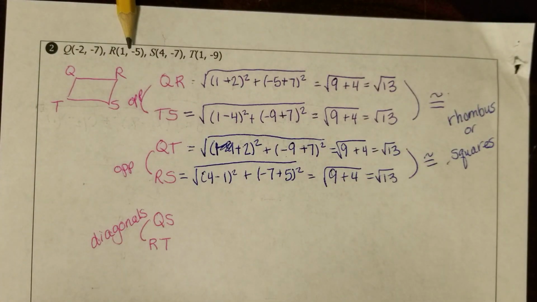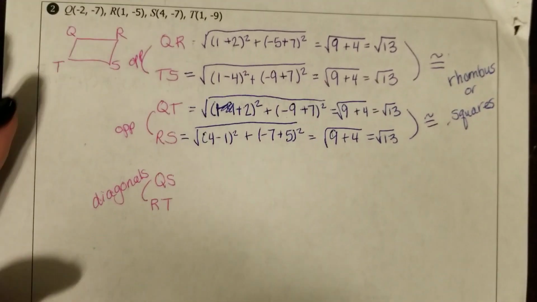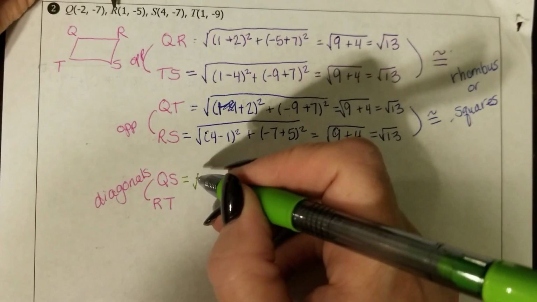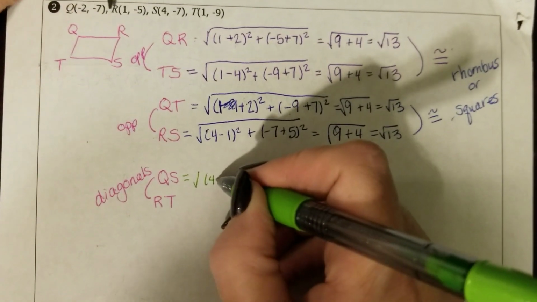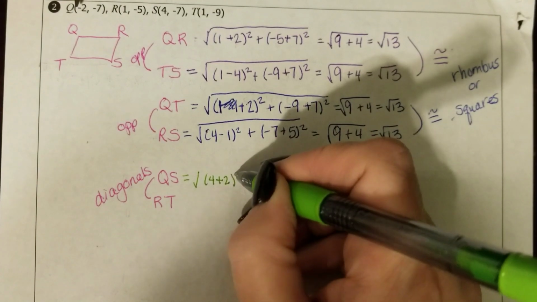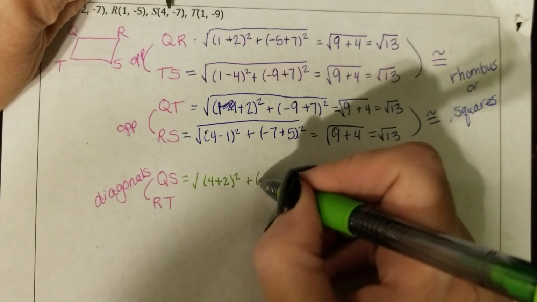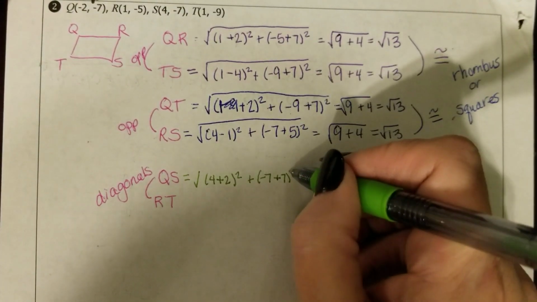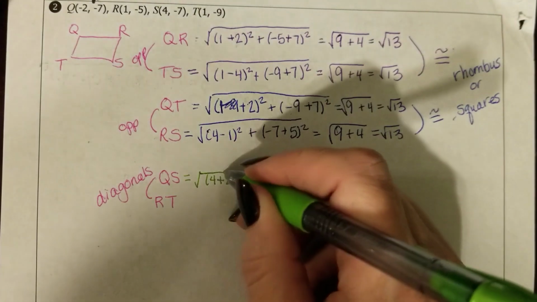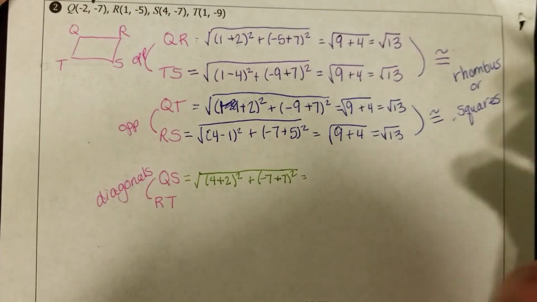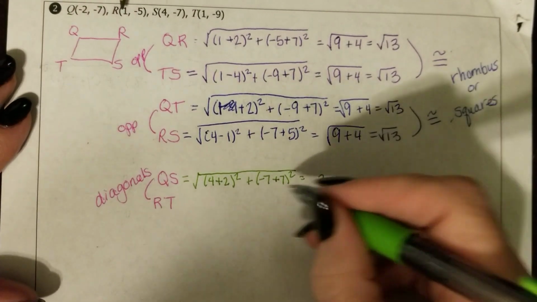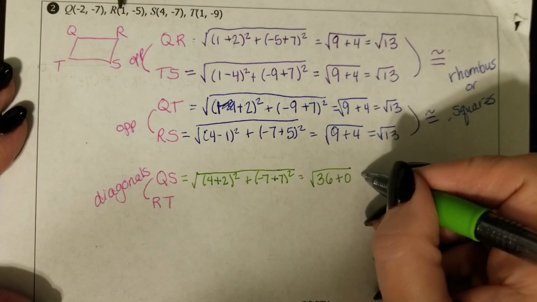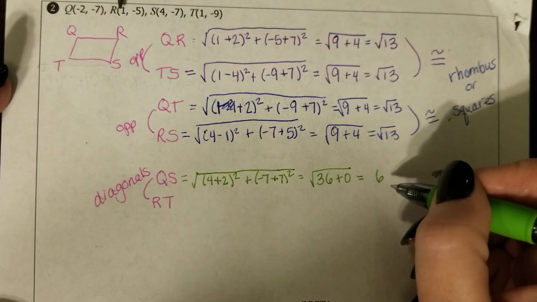So now we're going to go and find out about those diagonals. So our QS, I'm going to take this, and that's going to be the square root of 4 minus -2 plus -7 minus -7, and that's squared. So 4 plus 2 is 6, and squared is 36. -7 plus 7 is 0. So I have the square root of 36 plus 0, which is going to give me 6.